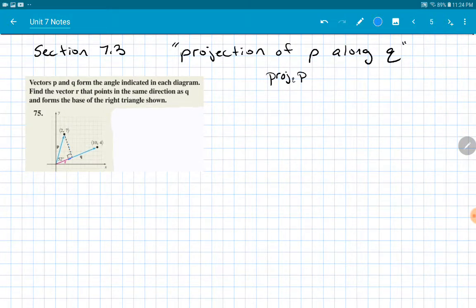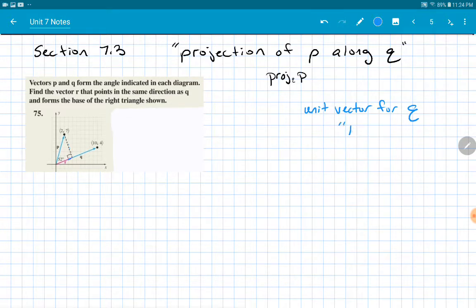The shadow of P gives us the length, and Q gives us the direction. We learned in the previous problem sets that the unit vector for Q gives us the direction of Q, but its magnitude is only 1. So I'm going to call it kind of 1. Its scalar would be the value of 1, but it gives us the direction of Q.